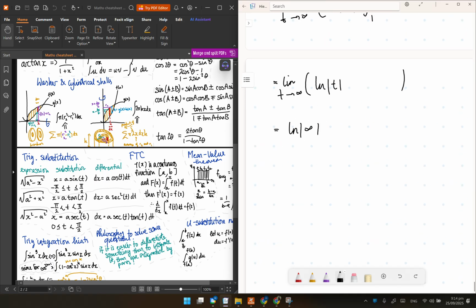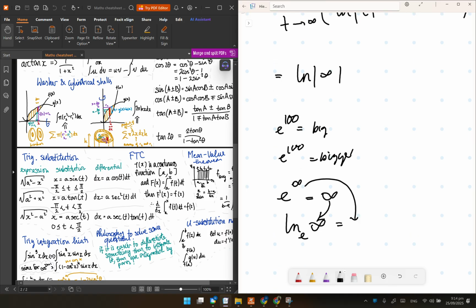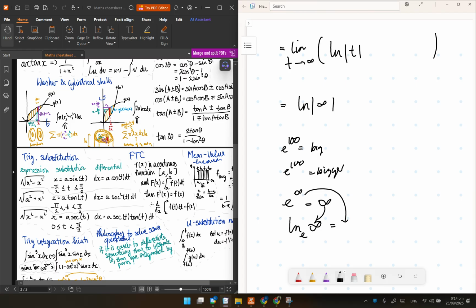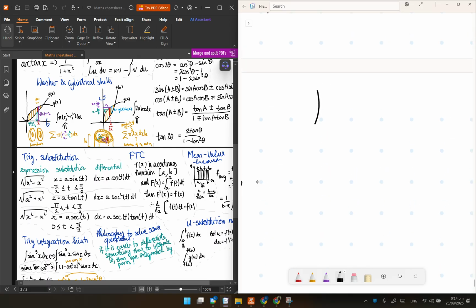And ln of infinity, well, let's ask ourselves the question: e to the what is equal to infinity? Obviously it's going to be a very big number, right? e to the 100 is big, and e to the 1000 is even bigger. So the bigger it is, we know e to the infinity would be equal to infinity, and therefore ln of infinity is infinity. So the limit of this where t approaches infinity is going to be equal to infinity, and therefore undefined.